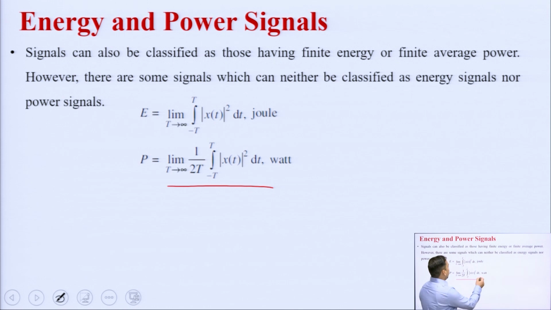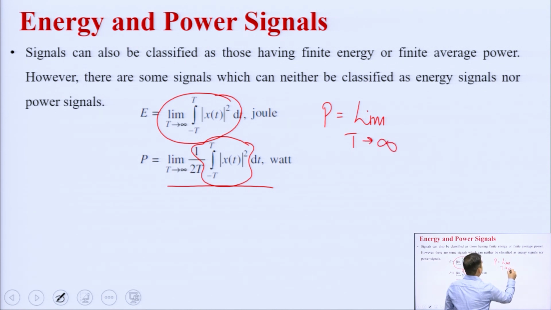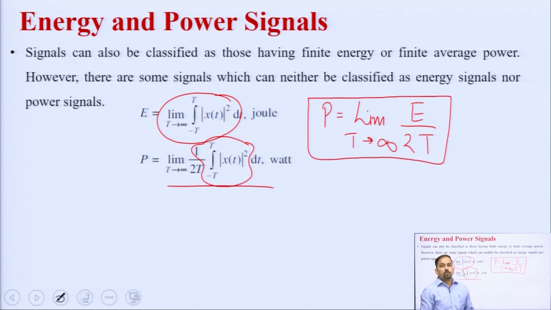Now, if we replace this value by E, what we get here is that P equals limit T approaches infinity E by 2T. I am first talking about the continuous time signal. So, let us say the signal is periodic with the fundamental time period T, so we get a relationship between energy and power, which is P equals limit T approaches infinity E by 2T. Now, the first thing is when a signal is said to be an energy signal.